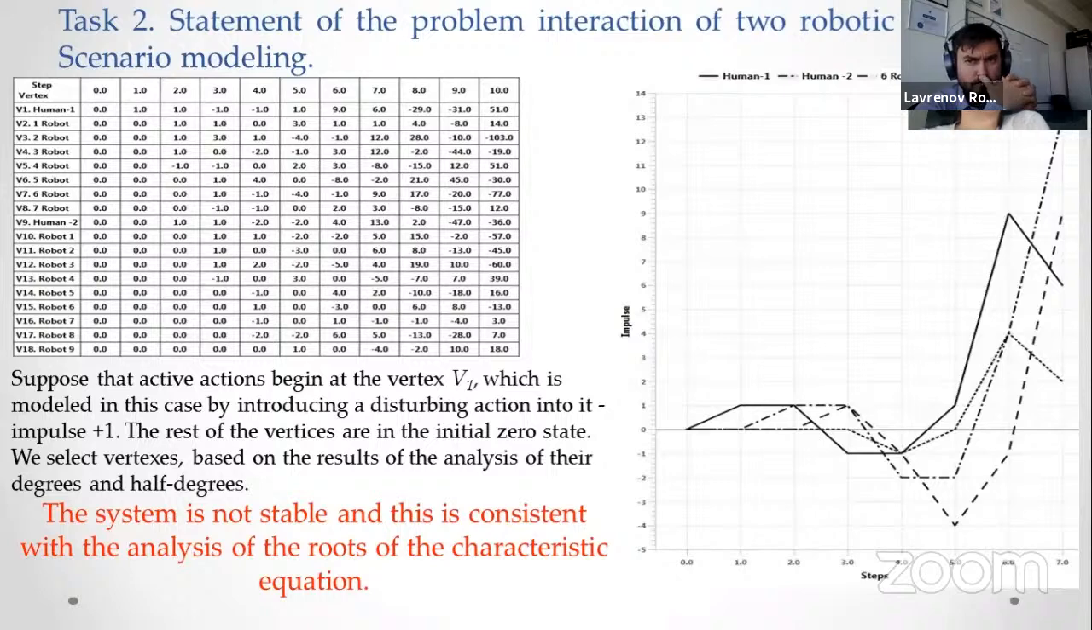As can be seen from the slide, initiation of actions at the vertex V1 leads to the initiation of the vertex V9 at the second step of the simulation. At the third and fourth steps, V7 and V14 come into play. At the same time, the tendencies in the system develop in an increasing oscillatory mode. The system is not stable to disturbances, and this is consistent with the previous analysis of the roots of the characteristic equation.